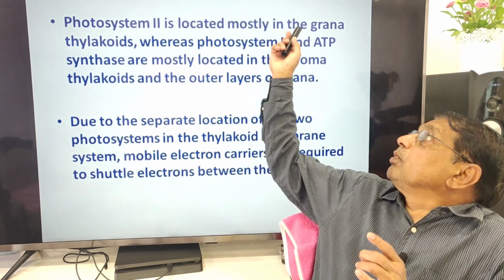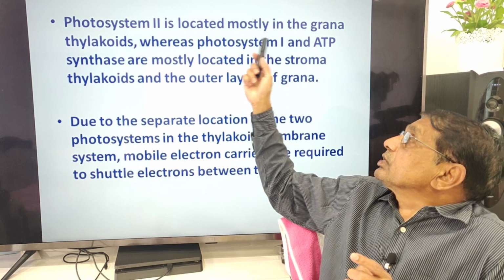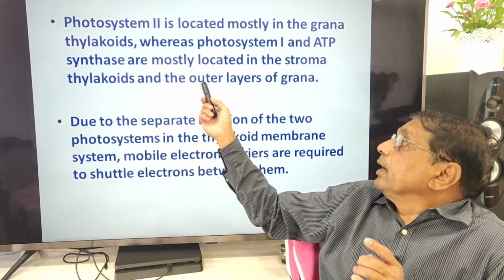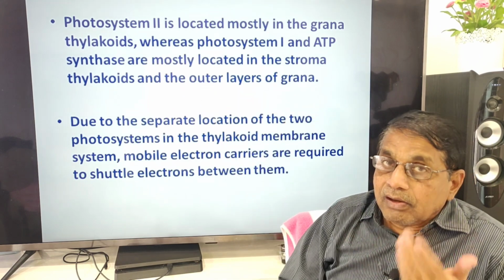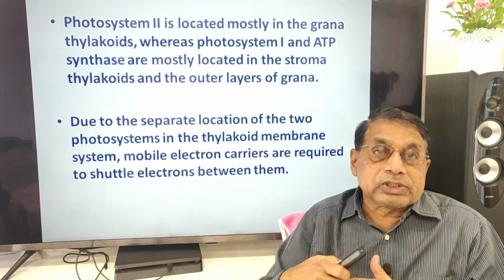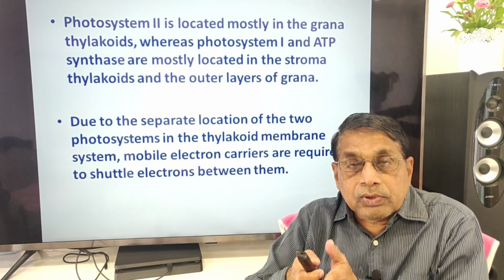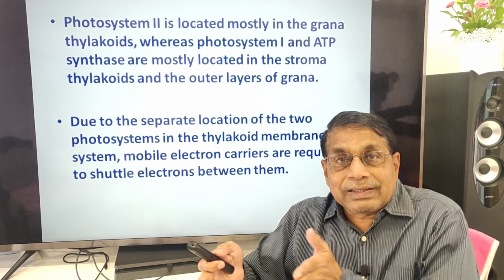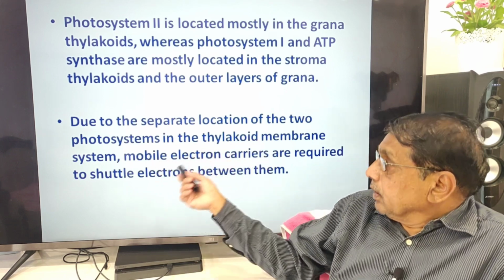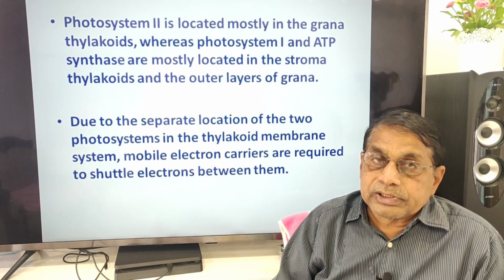Photosystem 2 is located mostly in the grana thylakoids, whereas photosystem 1 and ATP synthase are mostly located in the stroma thylakoids and the outer layers of grana also, as I said earlier. Due to the separate locations of the two photosystems, one here, another here, there should be a system to transport the electrons from photosystem 2 to photosystem 1. That's why some mobile electron carriers are present.